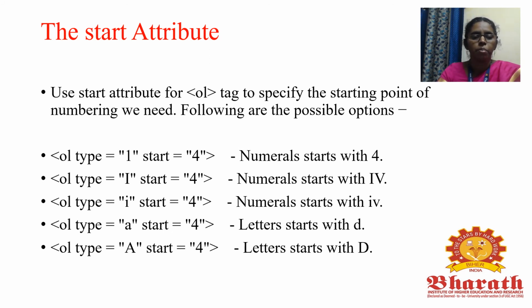If we start with 4, but the type of the ordered list is small letter a, then it starts from small letter d, that is a lowercase alphabet. Similarly, if we specify capital A, then it starts from capital D. So these are the uses of the start attribute. Together we can use the type as well as the start attribute within the OL tag. This is one of the important features that we can use combined with the OL tag.